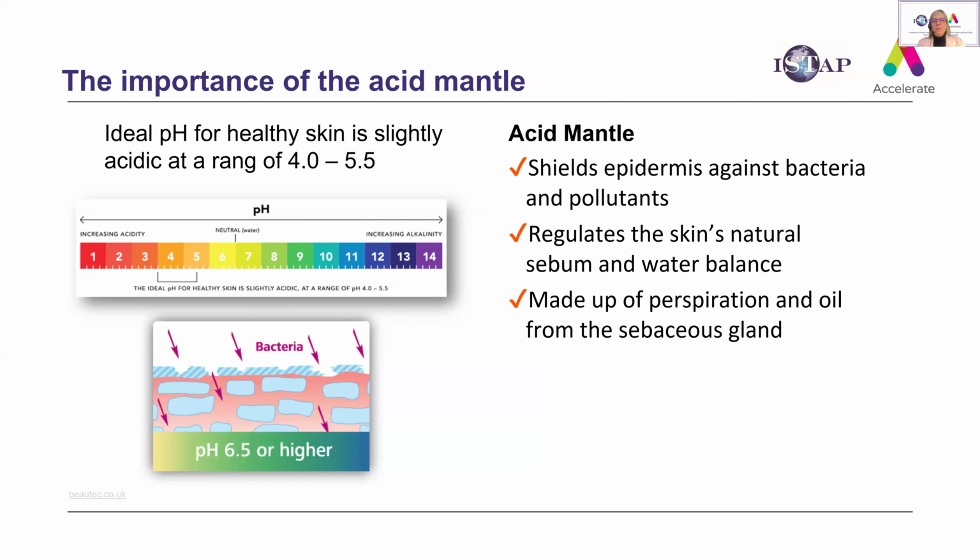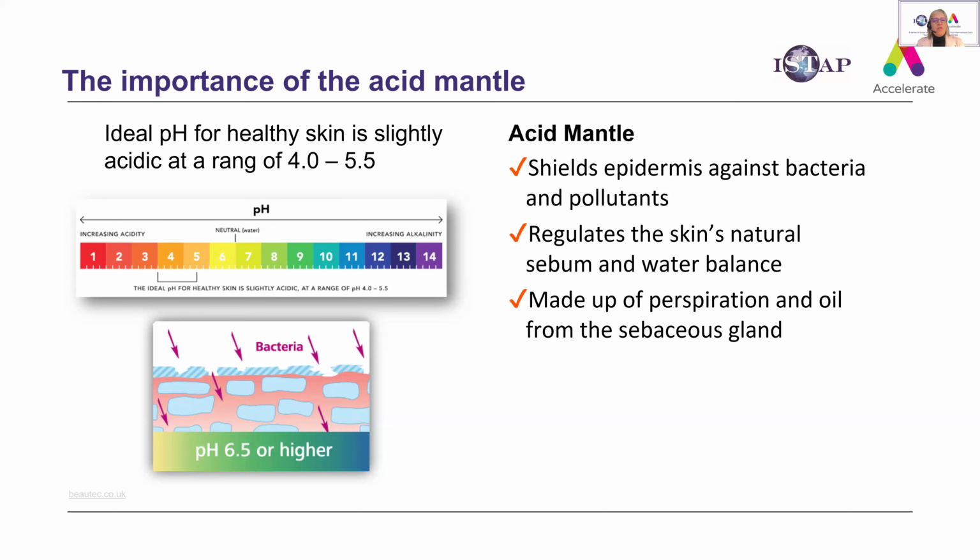So let's talk a little bit about the acid mantle. Now, the normal pH of the skin is around 4 to 5.5. It's called the acid mantle. And the acid mantle protects our skin with the help of sebaceous glands that secrete sebum, which lubricates and protects the skin from drying and cracking.